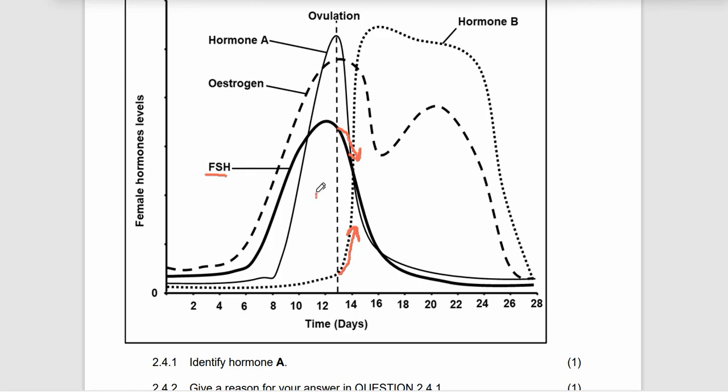So a rise in hormone B inhibits the secretion of the FSH, and the reason why is to prevent the development of a new follicle, which would be stimulated by the FSH, and also to stop ovulation during pregnancy. That's how you can put it, guys. I hope you understand it.